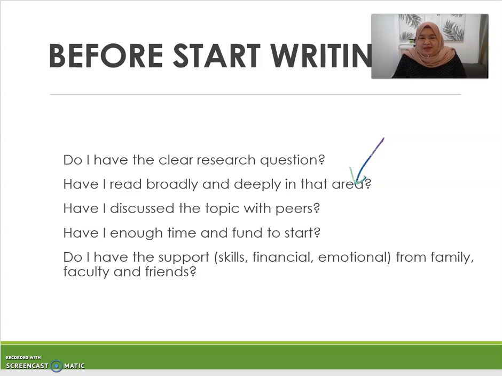So apart from that, you have to think about the time, the funding, the skills needed for your research, financial, and also your emotion in terms of family support, faculty, and friends.